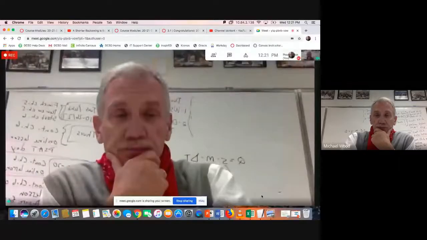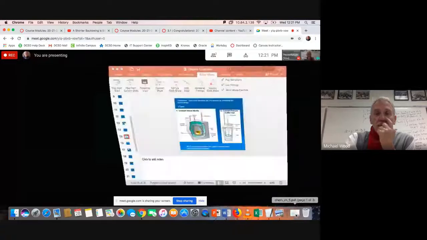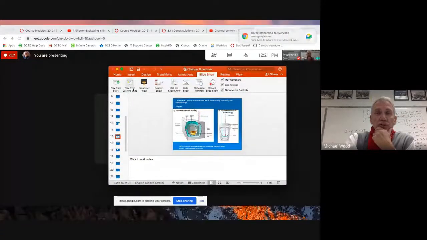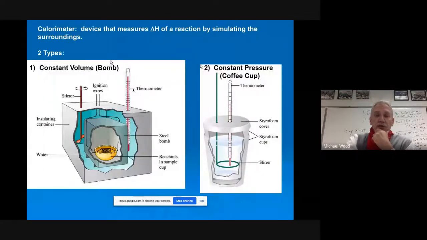But here we go, picking back up where we were. This is where we were, and we talked just briefly about this. On this slide, a calorimeter is a device that measures delta H of a reaction by simulating the surroundings. And there's two kinds of calorimeters. To be honest with you, for the problems we're going to do, it doesn't matter if it's a bomb calorimeter or a coffee cup calorimeter.